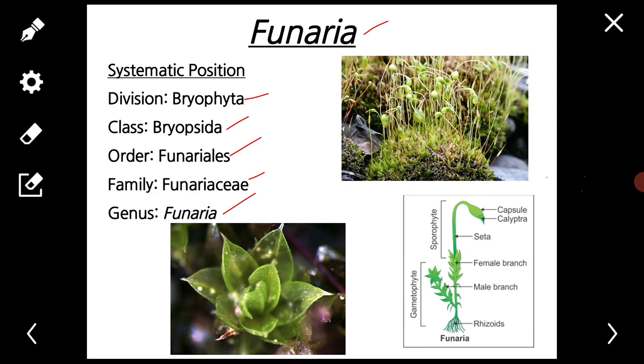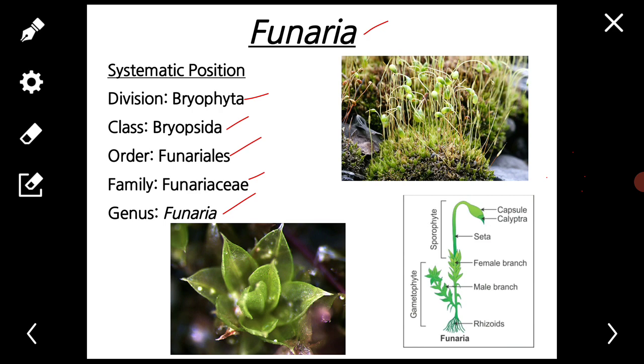The most common site of occurrence is recently burnt soil. It has been reported that burning increases the availability of soil nutrients, which favors profuse growth of Funaria.